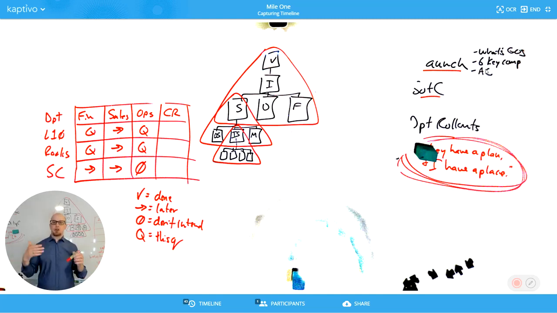Okay, so now let's talk about rocks. If we said for your department you're ready to roll out rocks, what does that look like?